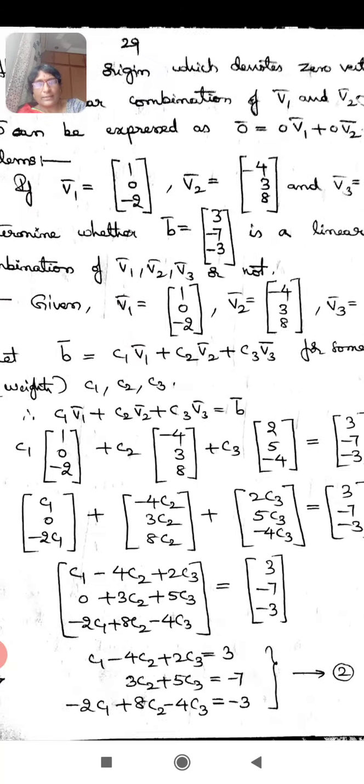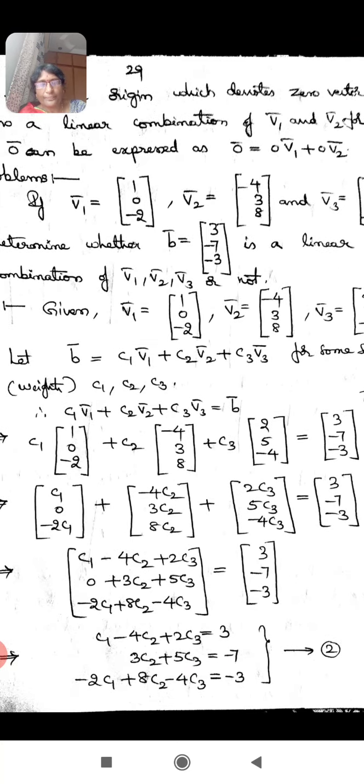So here is a problem. We are given three vectors v1 bar, v2 bar, v3 bar and another vector b bar, and we are asked to find whether the vector b bar can be expressed as a linear combination of v1 bar, v2 bar, v3 bar or not.